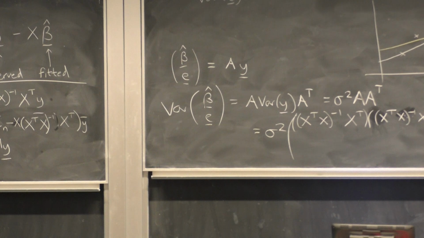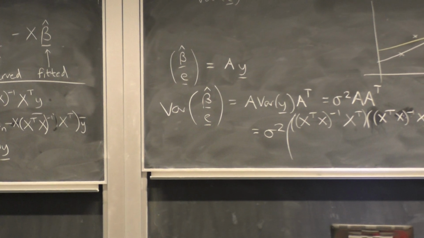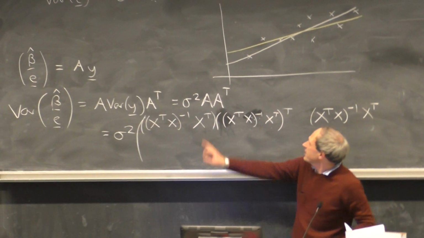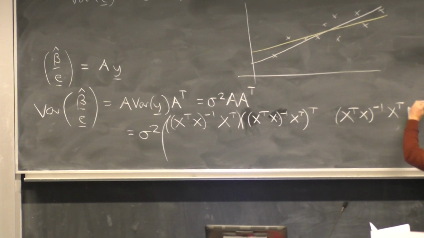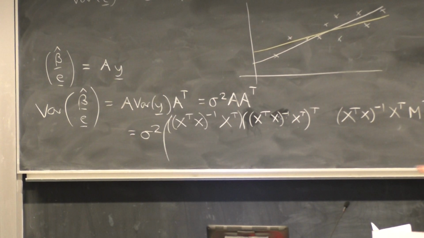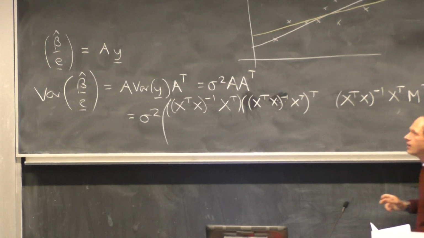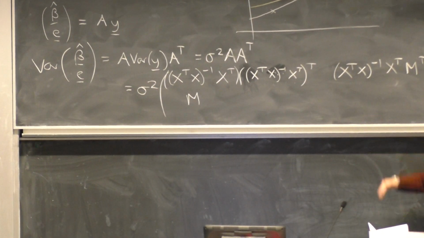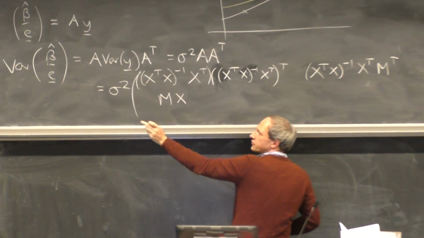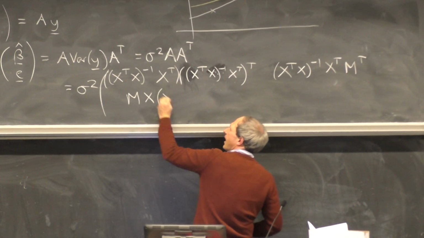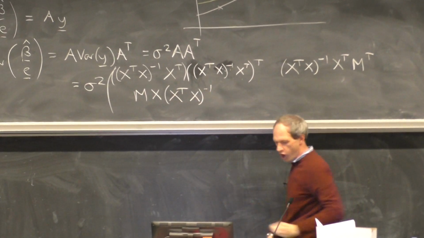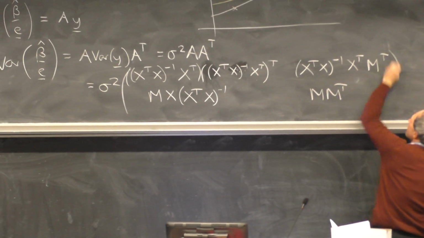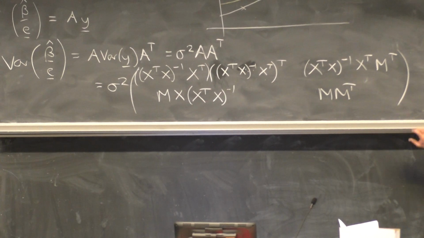Then, top right, x transpose x to the minus 1 times x transpose. We're taking the transpose with the second one, so we get M transpose. But in fact, M is a symmetric matrix, so that is going to be M. And then down here, we get M times the transpose of the thing on the top. And the transpose of the thing on the top, we get the x first, and then x transpose x to the minus 1. And down here we get M times M transpose. So that's what we get if we do A times A transpose.